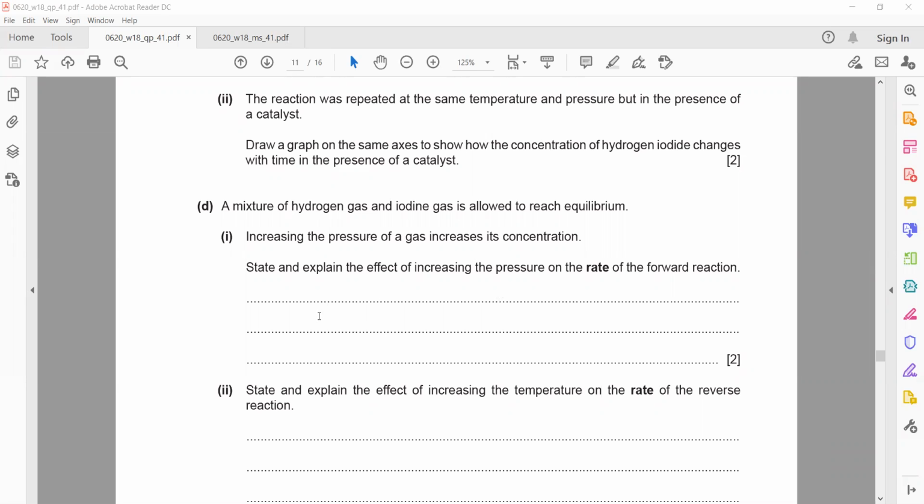So why will it increase? Increase in pressure reduces the volume, so particles will collide more often, which results in an increase in the rate as there are more collisions.